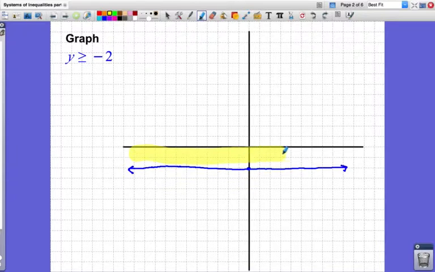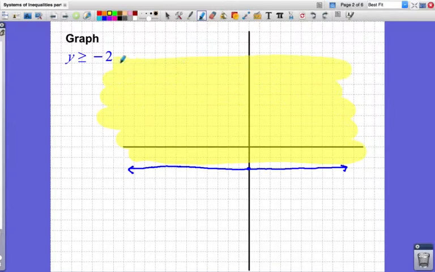So that means I'm going to shade in. I'll do this with my pencil, but I'm showing you with a highlighter right now. I would shade in all of this for this graph, showing that all of these solutions are included. Okay? So all of the yellow and the blue line is a solution to the inequality y is greater than or equal to -2. And I'm done. This is the graph for y is greater than or equal to -2.